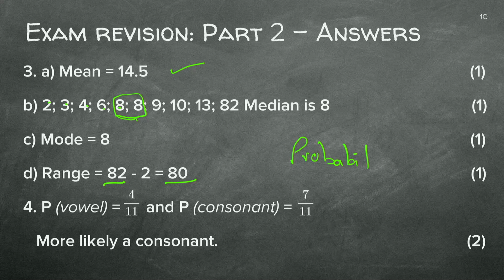What is the probability of getting a vowel or getting a consonant? So if we count the letters, 1, 2, 3, 4, 5, 6, 7, 8, 9, 10, 11. So the probability of getting a vowel is 4, and the probability of getting a consonant is 7. So you're more likely to get a consonant.